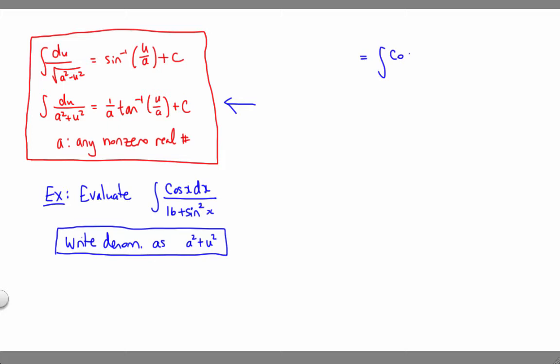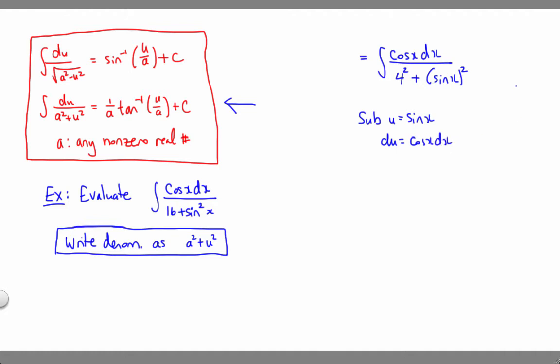So let's recopy our integral. We've got cos x dx on top. On the bottom, let's write 4 squared plus, I'm going to write sine squared x as sine x all squared, just so we can see explicitly what quantity u is taking on. Okay, so now our denominator looks like the correct a squared plus u squared form, and we can do our substitution. So let's sub u equals sine x. That would make du equal to cos x dx.